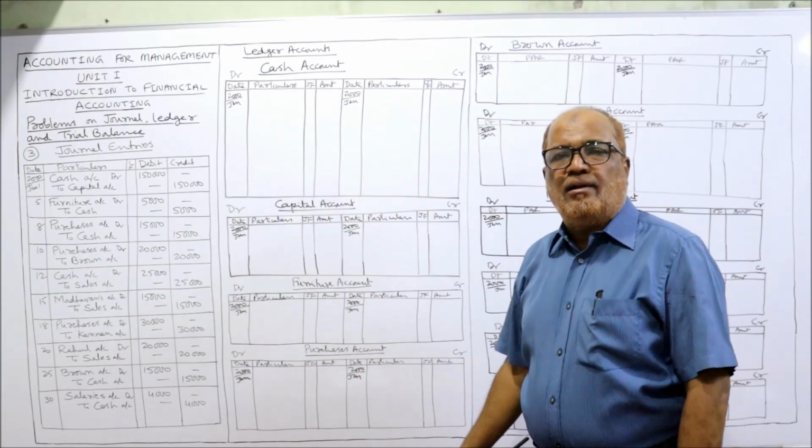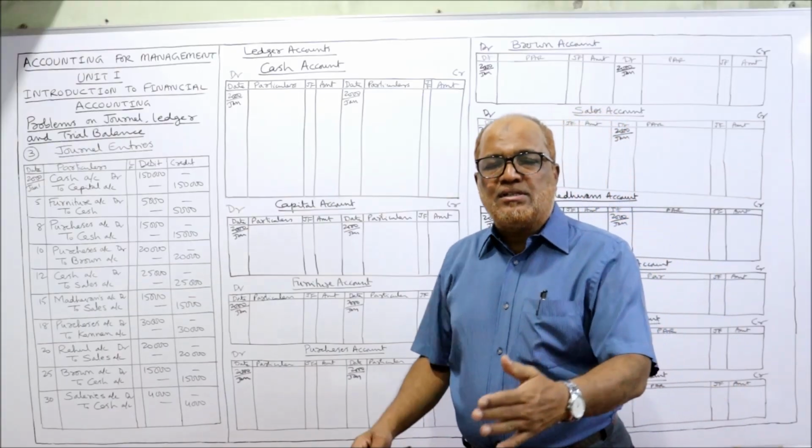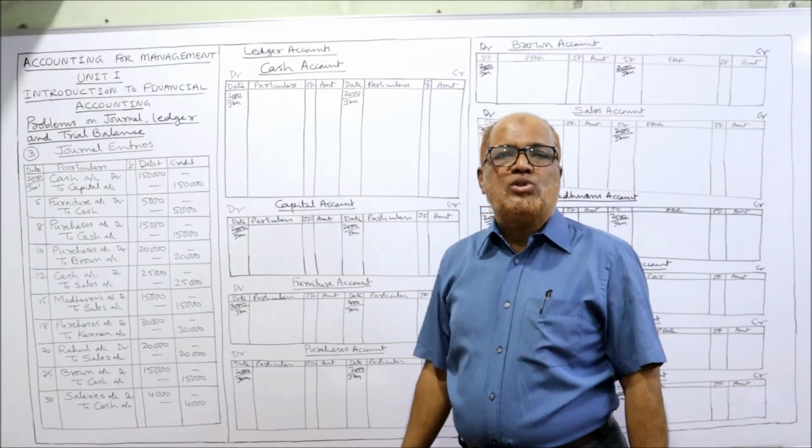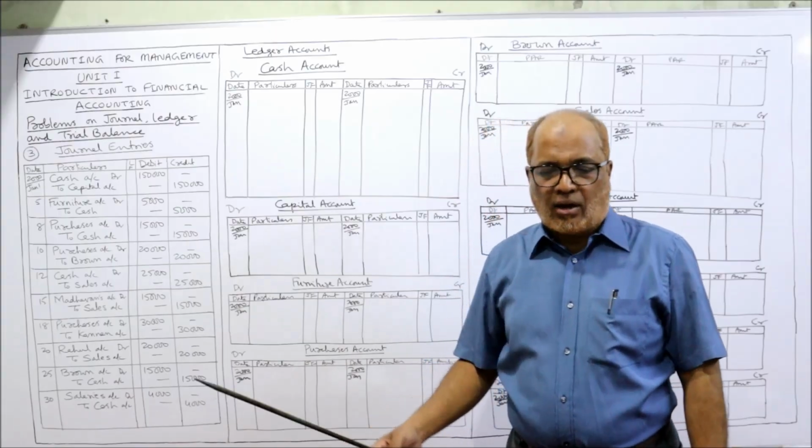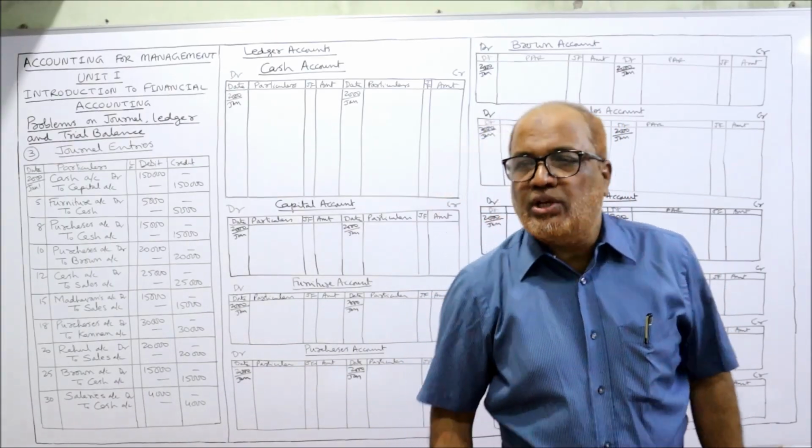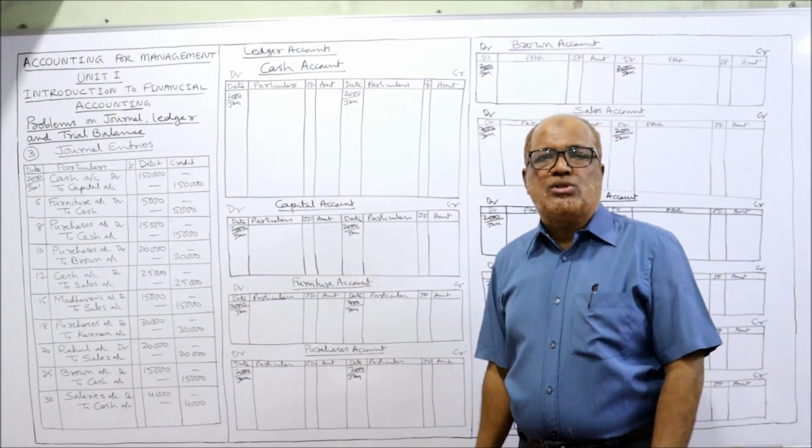These are the journal entries. The second point, the problem is asking you to post them into ledger accounts. Now, how to make the posting? Here we have to open the accounts.